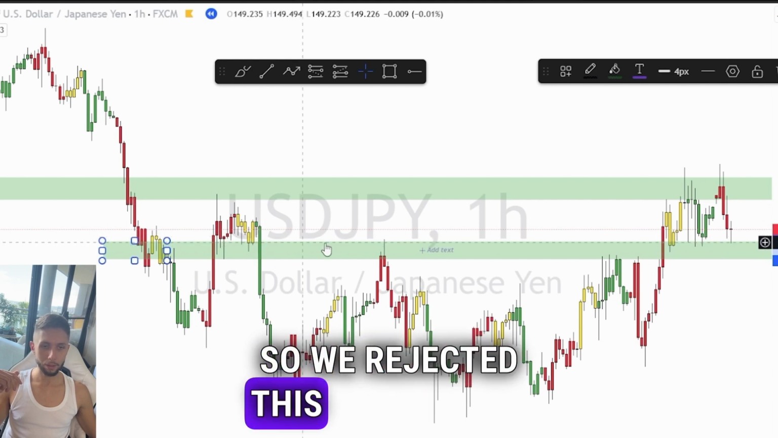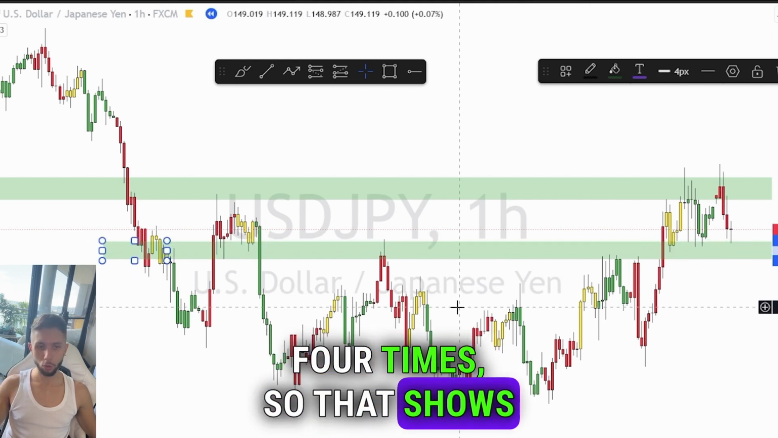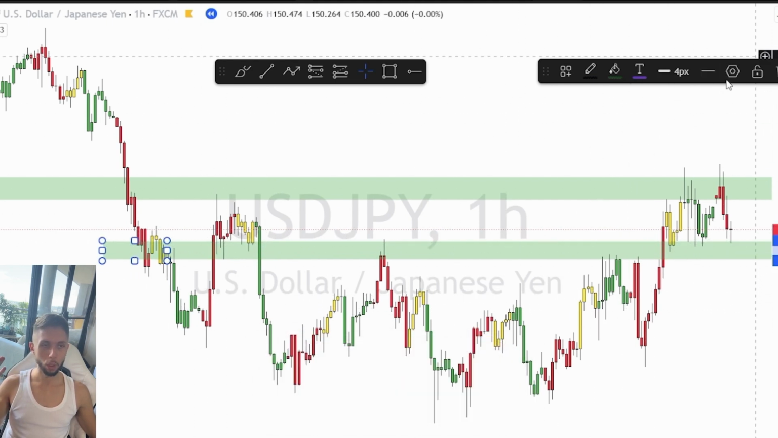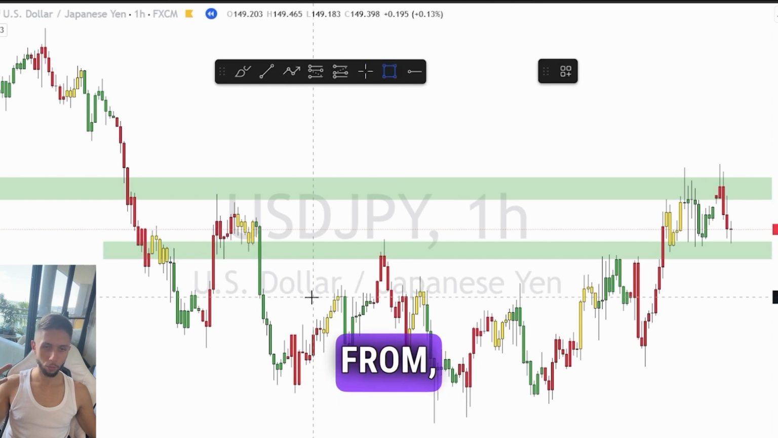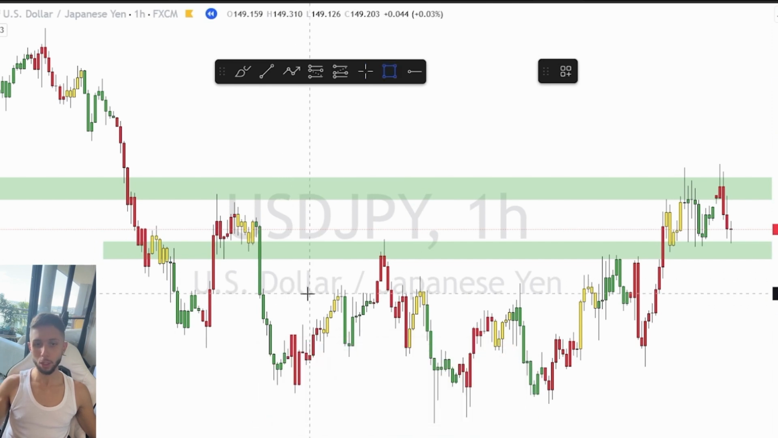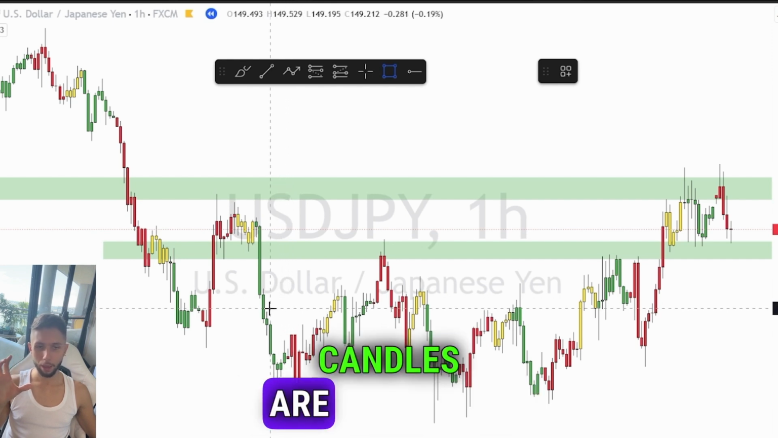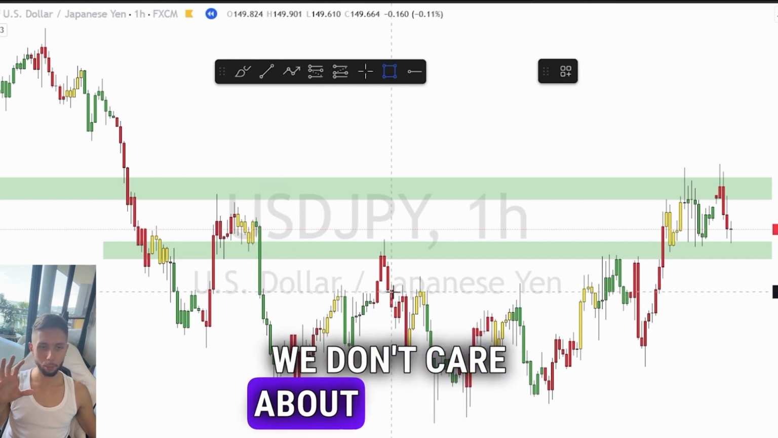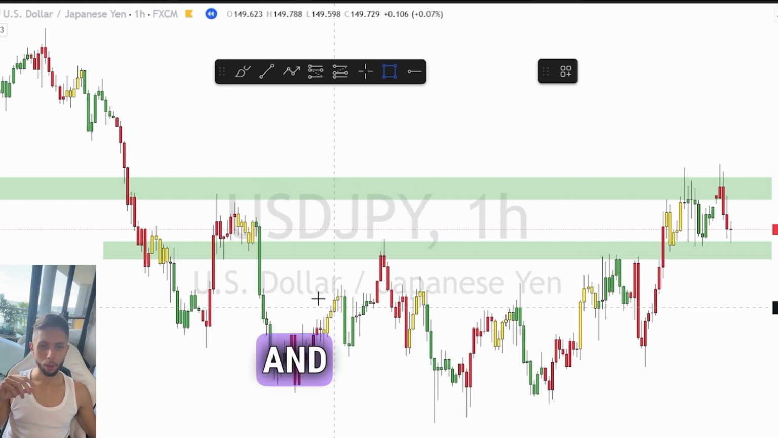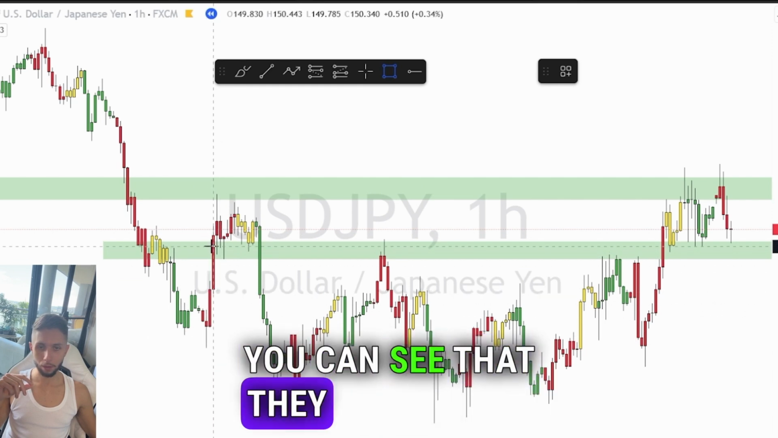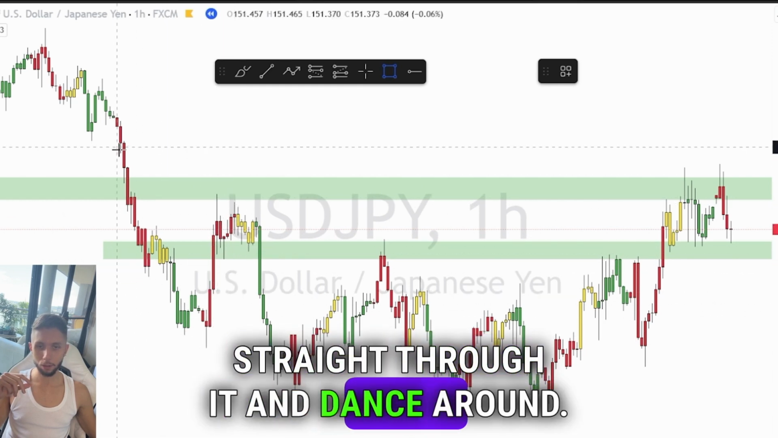So we rejected this area about 4 times. That shows us that this is an actual level to trade to and from, that these green candles traded to or from. Now only these green candles are what will matter. We don't care about what the red candles are doing, and they don't really care about these zones either. You can see that they just pierce straight through it and dance around.